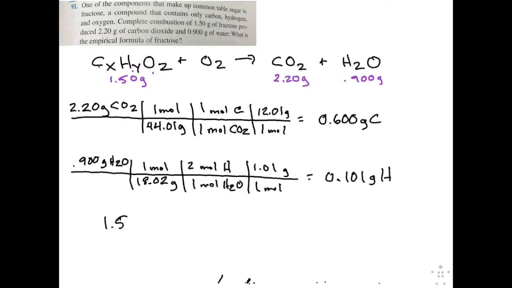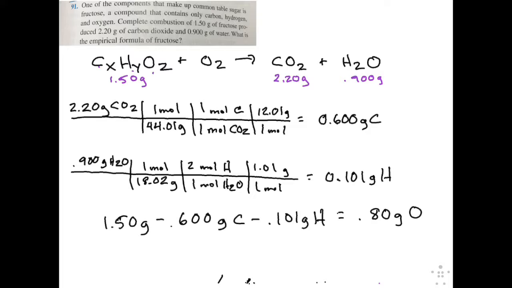And we still need to figure out the mass of oxygen, but we do know that we had 1.50 grams of this sugar, and we just figured out that we had 0.60 grams of carbon in there, and we had 0.101 grams of hydrogen in there. So whatever's left over must naturally be all oxygen, which is 0.80 grams. So now we have the 3 values we need to do this empirical formula problem. We got the grams of each element.